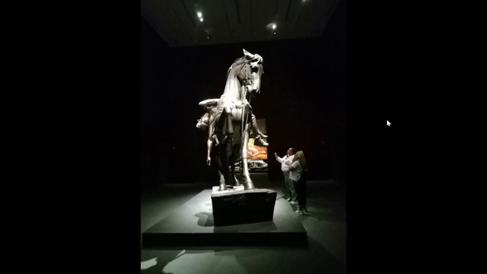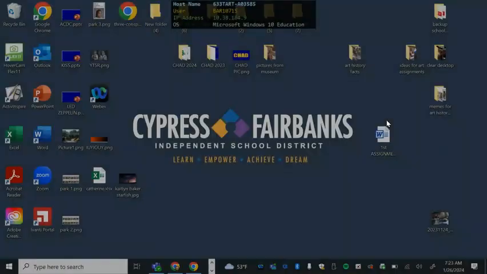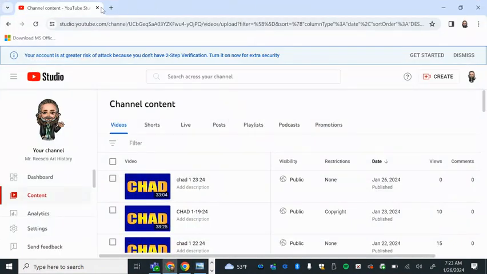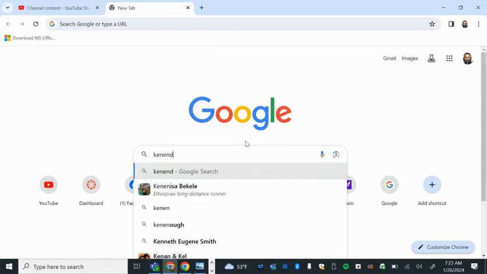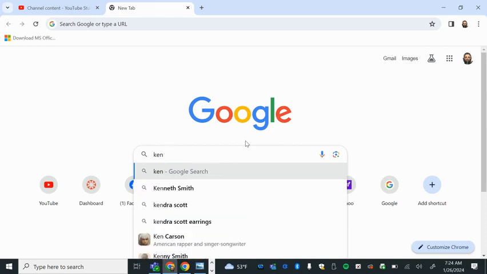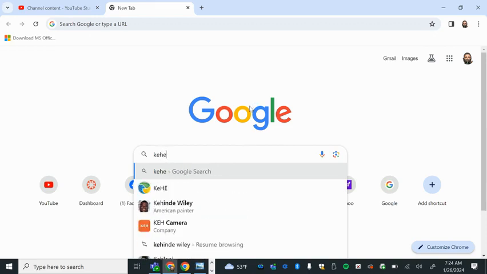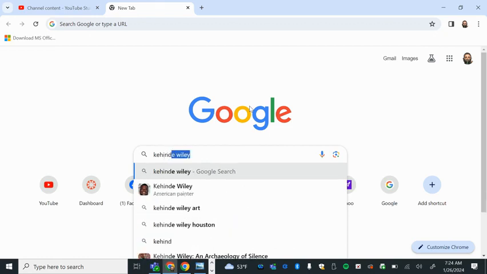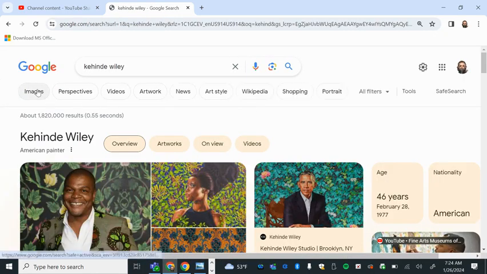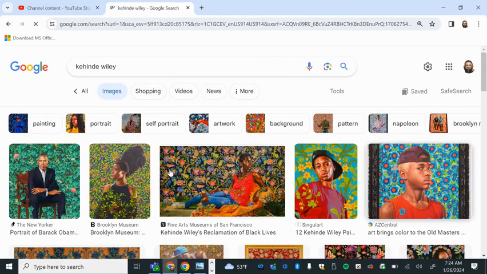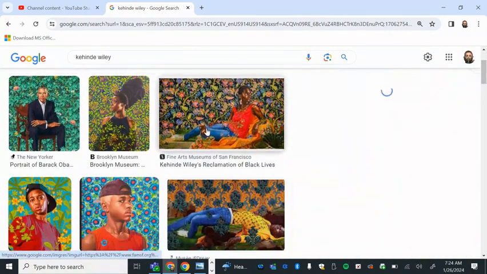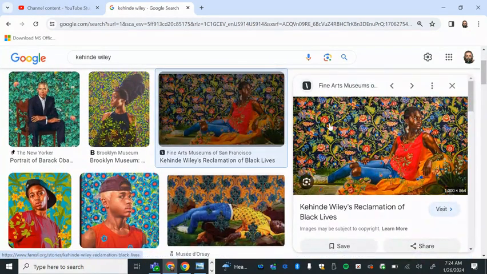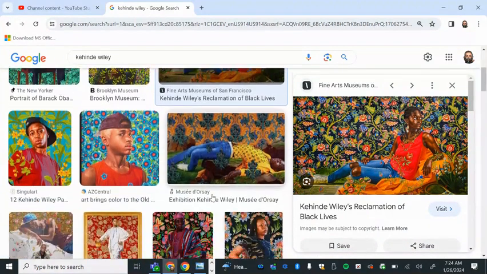And if you don't know who Kehinde Wiley is, let me back up and let's take a look at Kehinde Wiley. All right, Kehinde Wiley is an African American artist, and he did the official portrait of Barack Obama. What I love about his work is that it has all these patterns in it, and I use his artwork when I teach pattern.